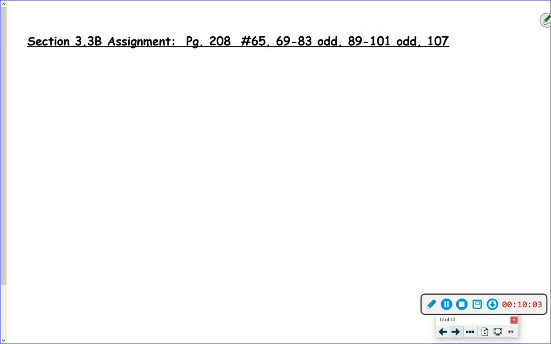So hopefully not too bad of an assignment today. It's going to be a lot of condensing. I almost like the condensing a little bit better. I think it's a little easier versus the expanding.